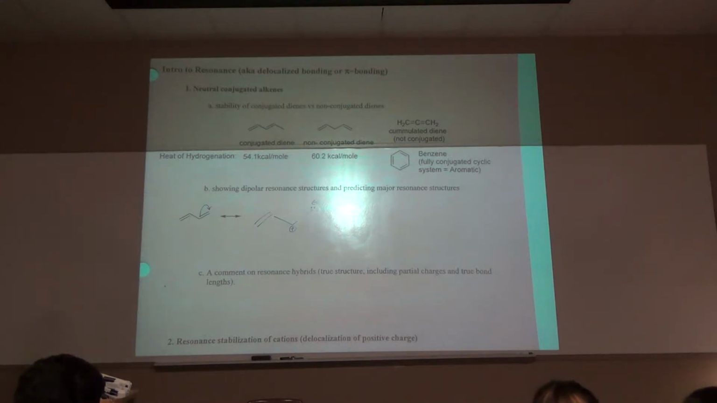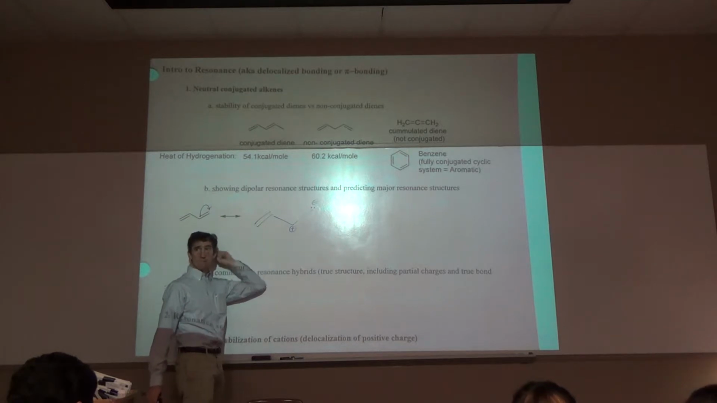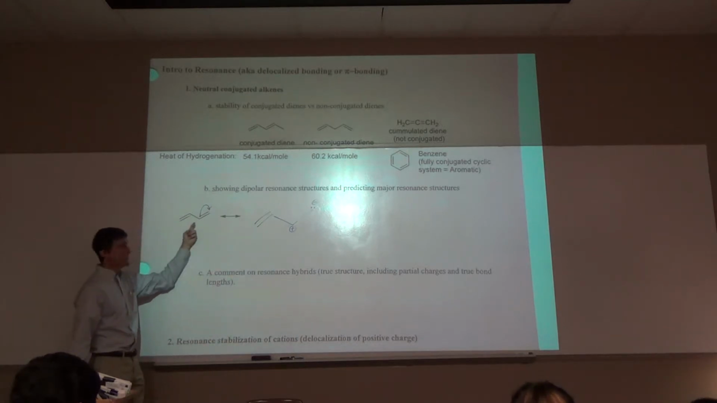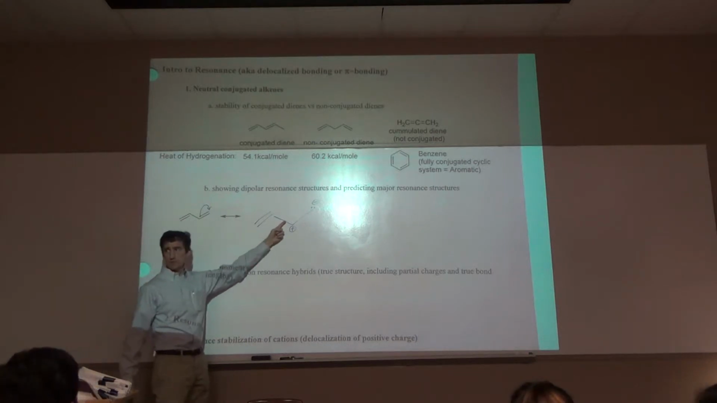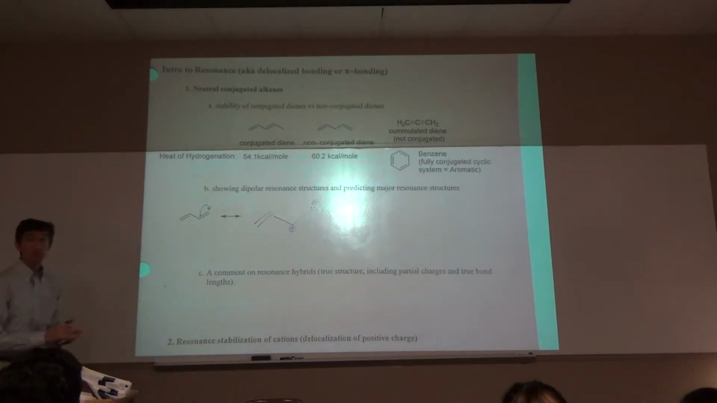Golden rules of resonance. Probably the first or second one is charge must always be the same. Net charge. What's the net charge of this molecule? Zero. Neutral. All resonance structures better also be net neutral. You don't just create charge. If you do, you have a new compound. We're not making new compounds. We're just showing different representations of the same compound.